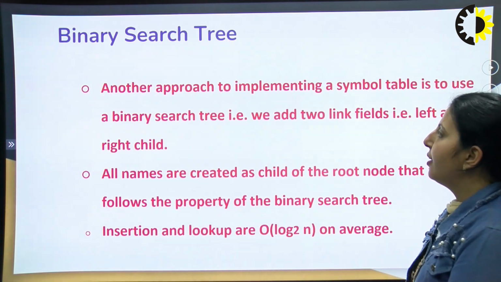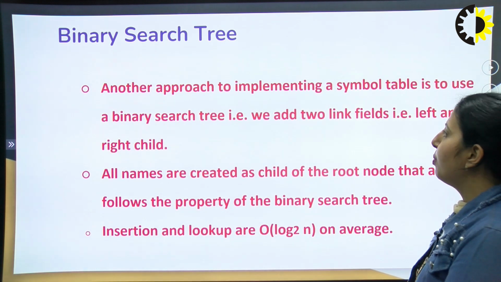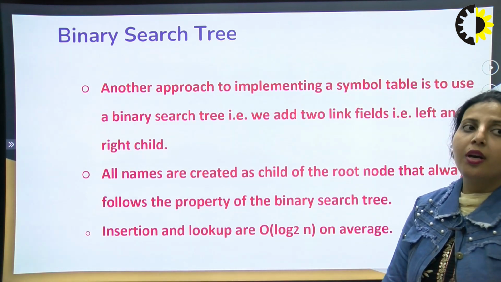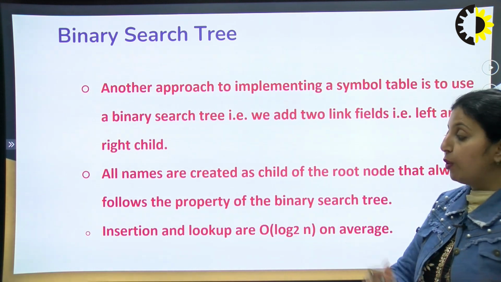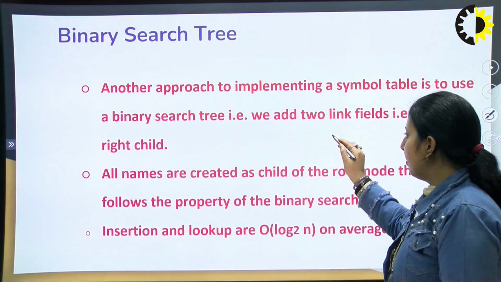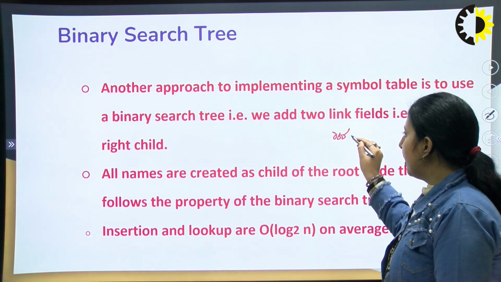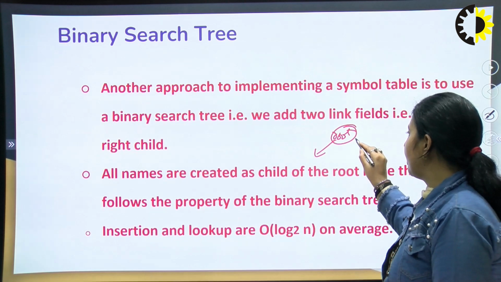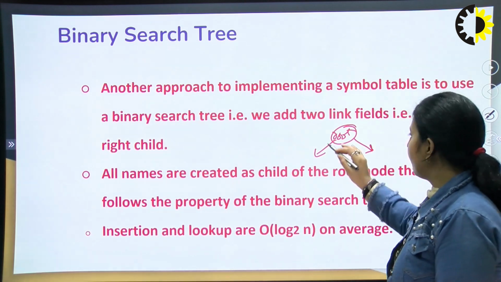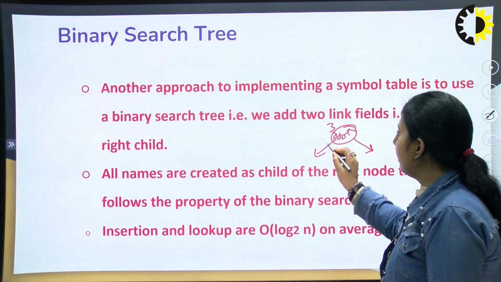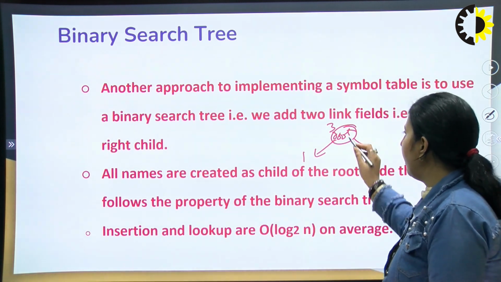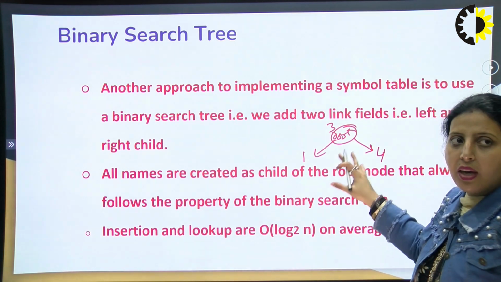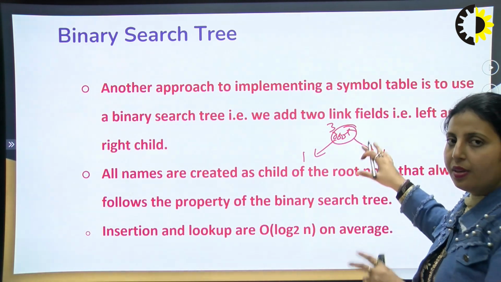Next is the binary search tree, another approach to implementing a symbol table. But what is a binary search tree? If this one is the root, then the left child is lesser than the value of the root and the right child is greater than it. Suppose the root is 3, then its left is less than 3 and its right is greater than 3. In this way another approach has been designed.